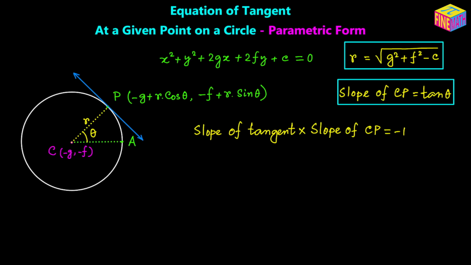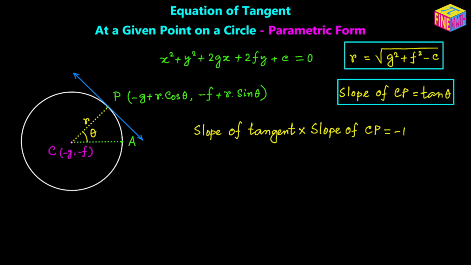And in that case, we can say that the product of the slopes of the tangent line and the slope of CP will be equal to negative 1, because we know that the product of the slopes of two mutually perpendicular lines is equal to negative 1. So here I have noted that slope of tangent multiplied by slope of CP will be equal to negative 1. I have already created a separate video on this topic. I have shared the link in the description. Feel free to watch that video.